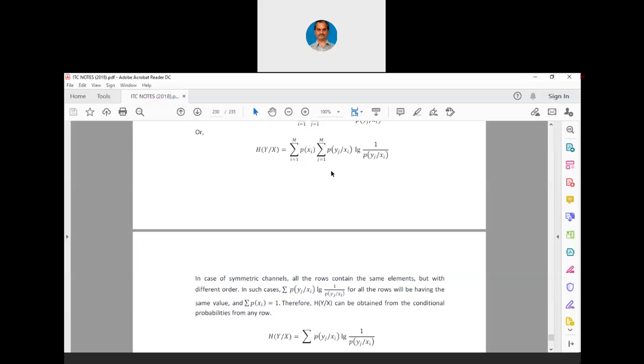Because this P of yj/xi is also there as a conditional probability. Now, if we know the conditional probability at the receiver, that is enough. We don't have to know the source symbol probabilities. This is only in the case of symmetric channels. But in the case of asymmetric channels, what to do? In the asymmetric channels, we are supposed to know the source symbol probability. When it is unknown, what to do?